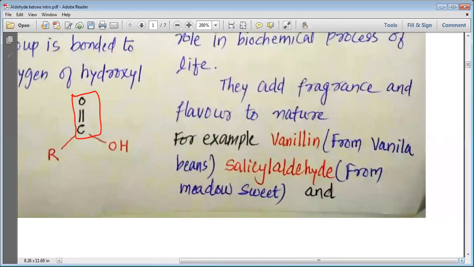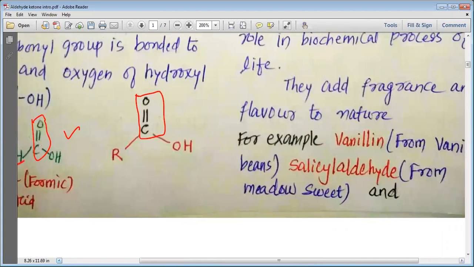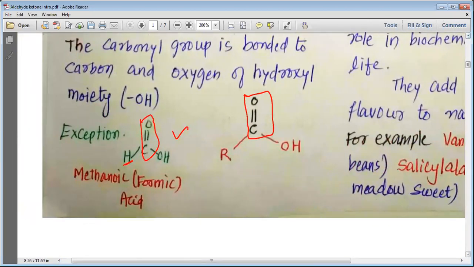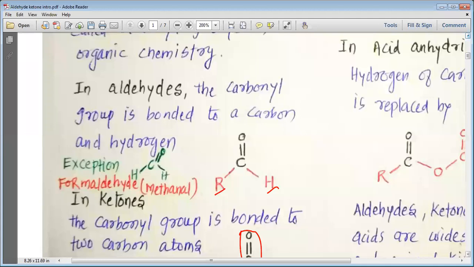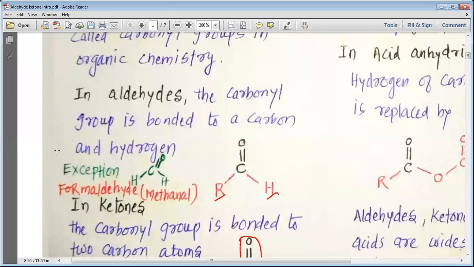In the same way, my dear students, we have an exception for aldehydes too. In the aldehyde named methanal, also known as formaldehyde, you can see that the carbonyl carbon is not bonded to a carbon directly, but it is bonded to both hydrogens, and this is the exception in the case of the aldehydes.